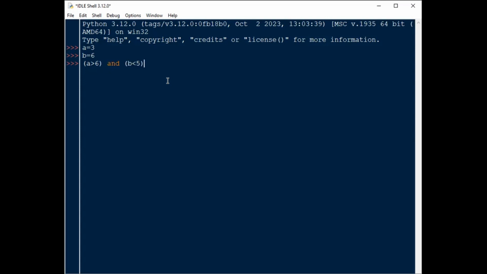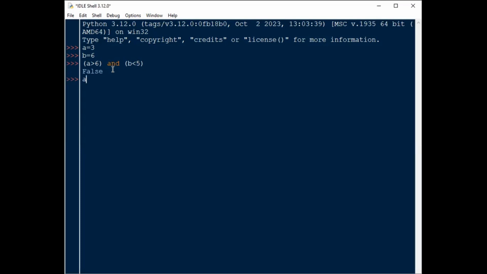So here, if you see, the value of A is 3 and the value of B is 6. And we have written the condition A is greater than 6. So this will give us false because the value of A is 3, it is less than 6. And we have written the condition B is less than 5, where the value of B is 6, so it is also not less. So both conditions are false. So when both are used with the AND operator, the final answer will be false.